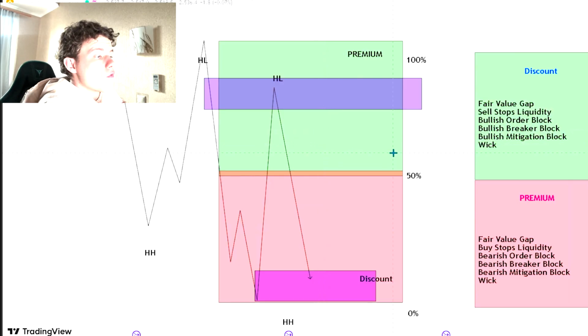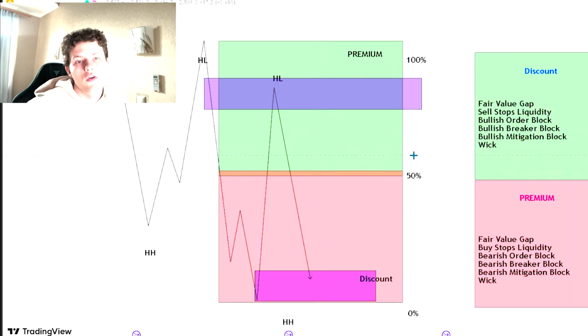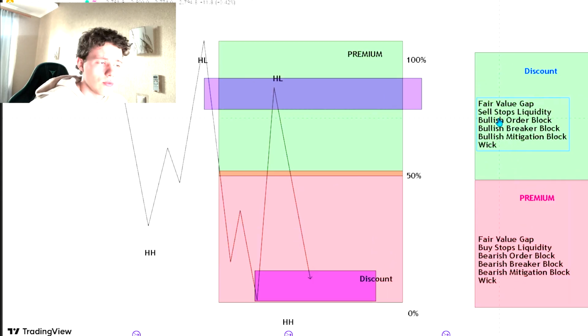But now let's talk about which points to enter from. Before that, let's talk about what we can see in the premium and discount zones. In discount there are fair value gaps, sell stops, liquidity, for example here, sell stops, liquidity, and a bullish order block, which is going to be formed after the impulsive movement.